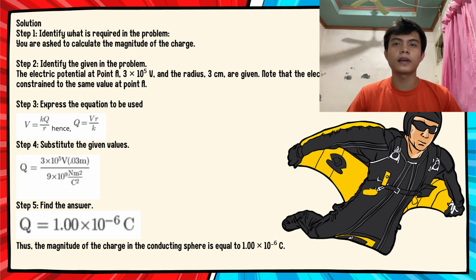Kay pareha raman ang ilang electric potential sa point A, point B, therefore pareha ra sad ang ilang magnitude. Then i-divide nimo by 9 times 10 to the power of 9, which is ang Coulomb's constant. Then ang answer kay ang Q equals 1.00 times 10 to the power of negative 6 C. Yan, mao na ang answer sa problem 2.